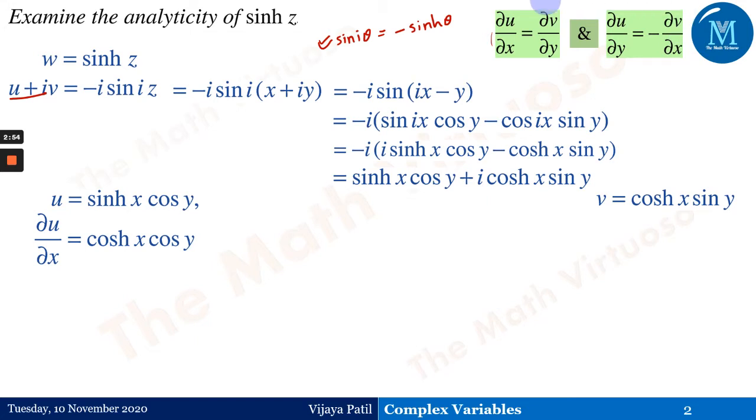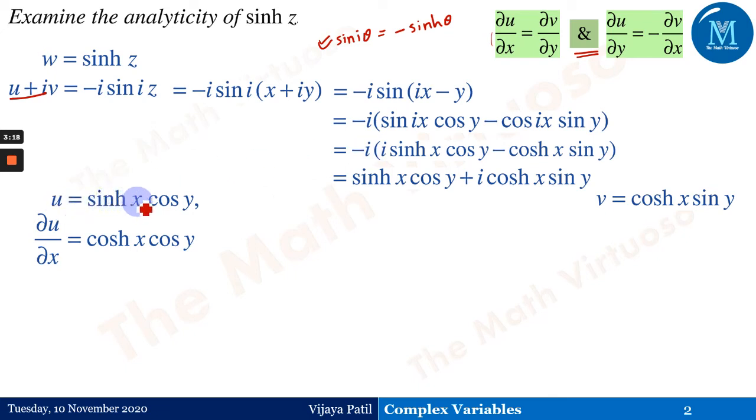If both things get proved, so remember this is 'and', it's not 'or'. That means I should have both equations satisfied by this u and v. So this is the u, this is the v. If we follow both these equations, then we are through, and we can say that the function sine hyperbolic z is an analytic function. So that is what we are doing here.